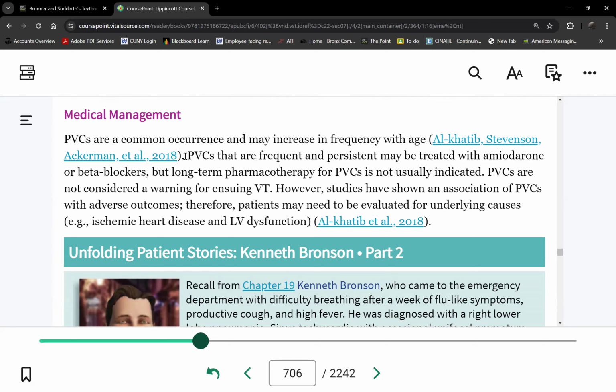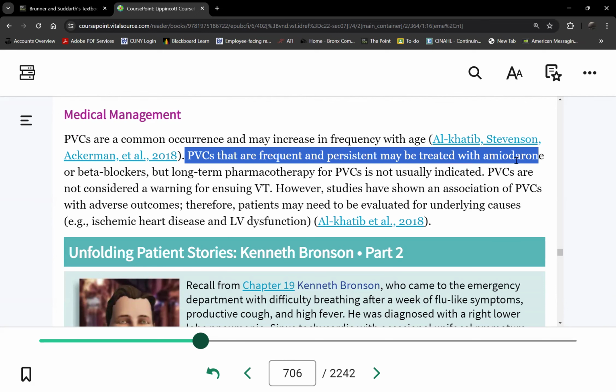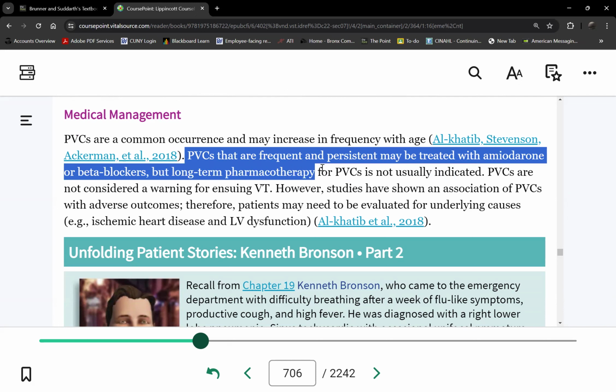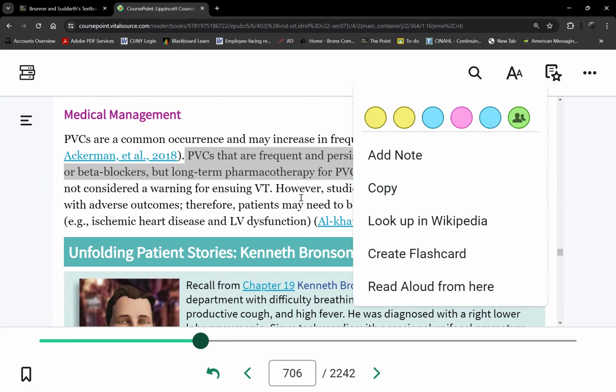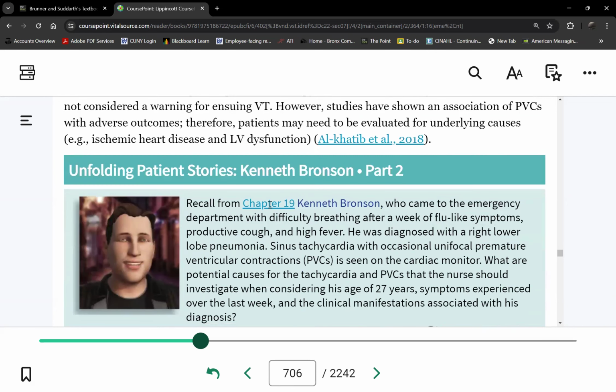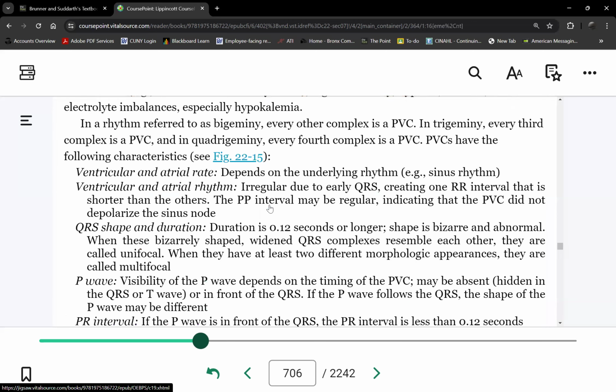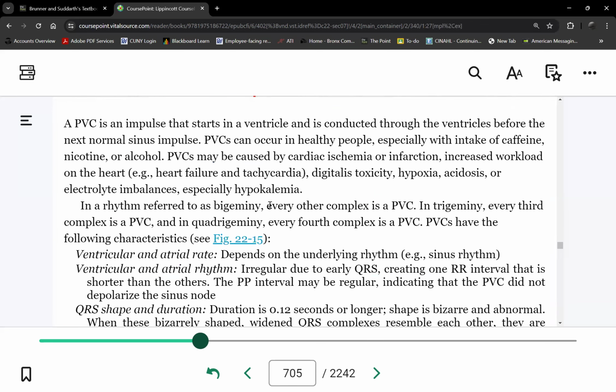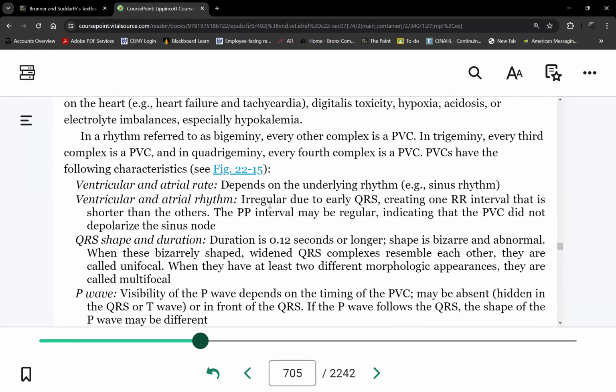So here, PVCs that are frequent may be treated with amiodarone or beta blockers, but long-term pharmacotherapy for PVCs is not usually indicated. That clear? All right. And teaching, of course, you teach them about the causes, especially too much coffee, smoking, drinking.